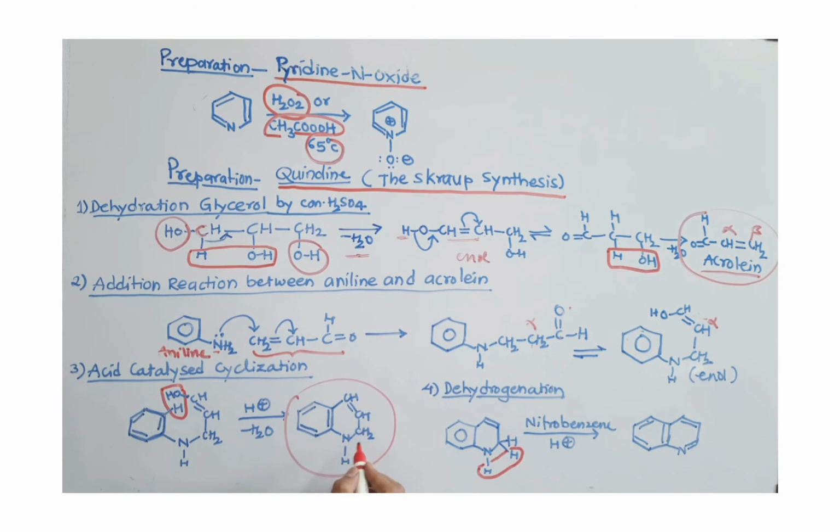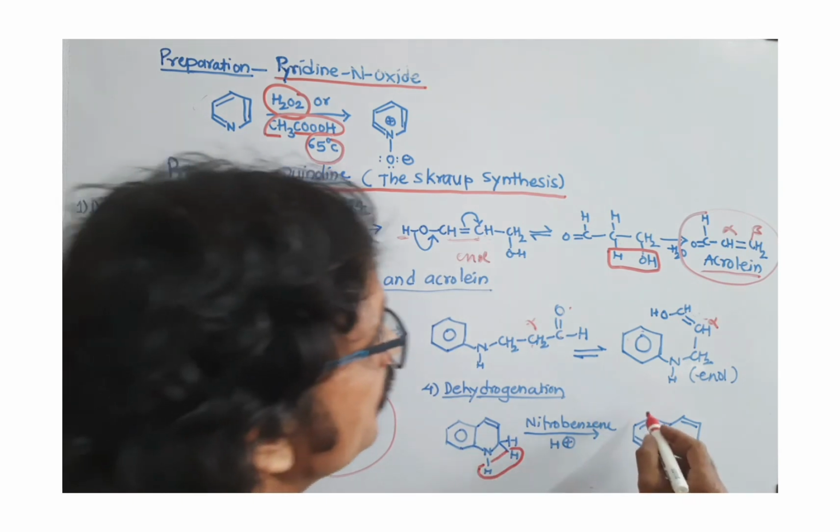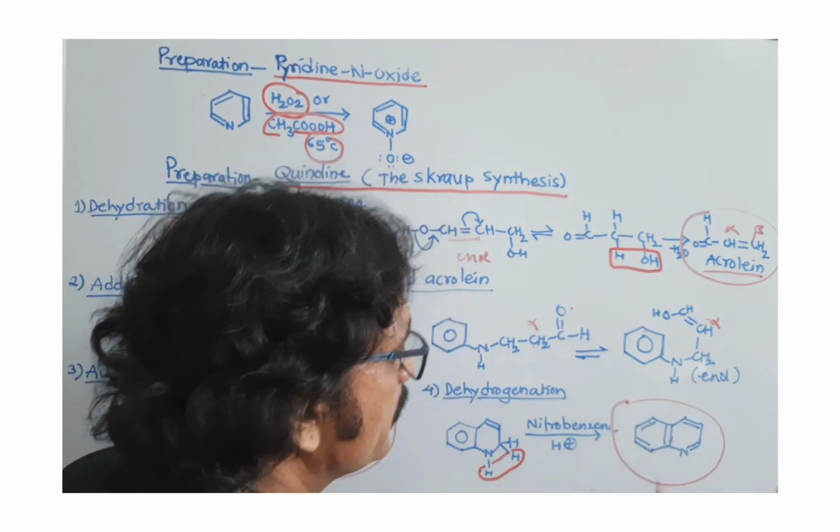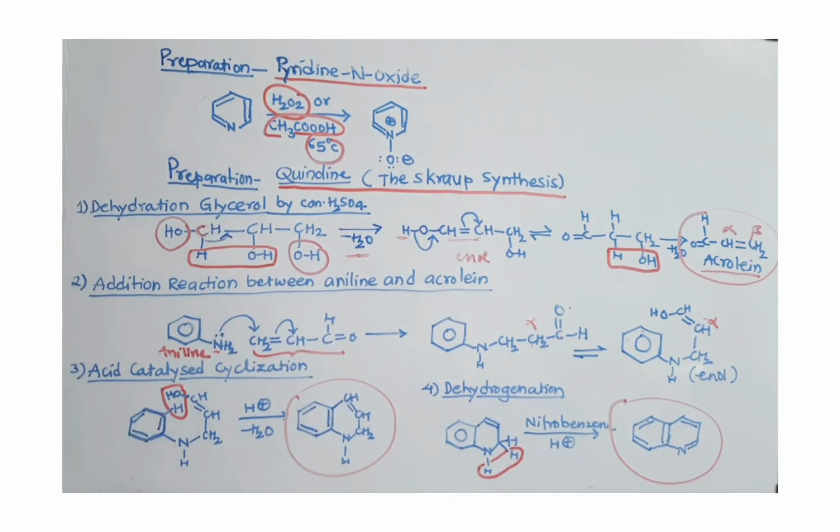Now see, if you want to form quinoline, you want a double bond between nitrogen and this carbon. So obviously you have to remove hydrogen from nitrogen and one hydrogen from this carbon. That I have shown using red ink, and this can be done by using nitrobenzene. In fact, this is aromatization. So one more aromatic ring is formed by just removing hydrogen, and we get our desired product, quinoline. In this way, we can prepare quinoline by using the Skraup synthesis. Thank you.